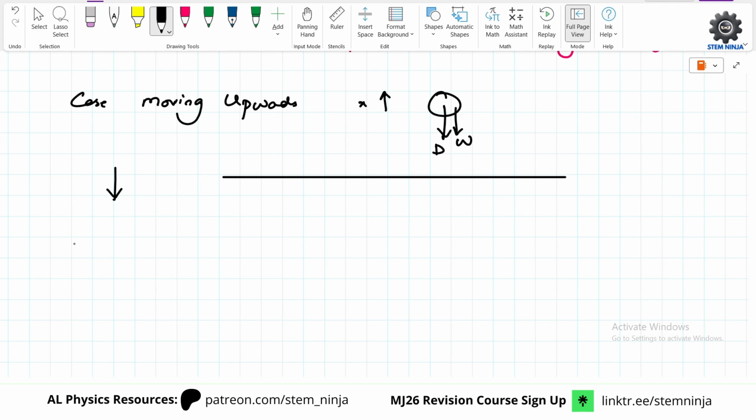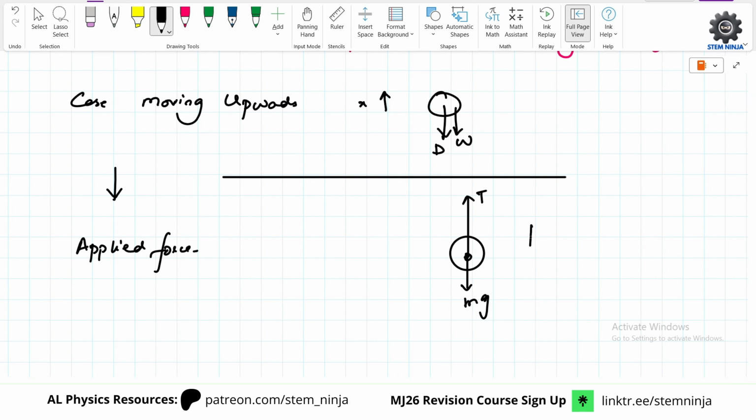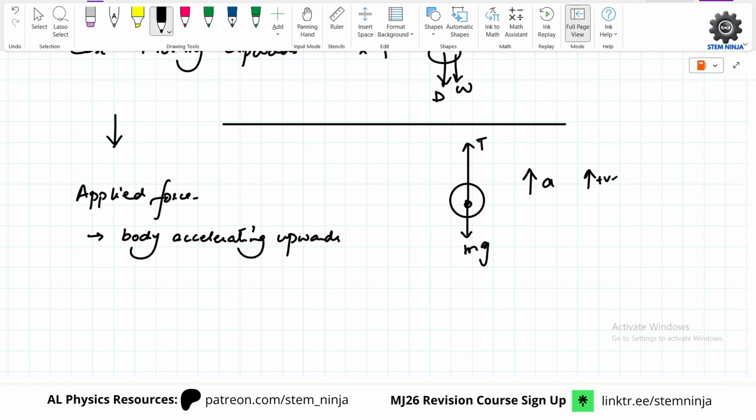Let's try with an applied force this time. Let's say you have an object, the weight is downward, mg, but it is being lifted up by some tension force. For example, in an elevator, the acceleration is positive upwards. That means the body is accelerating upwards. And this is the positive displacement direction also.